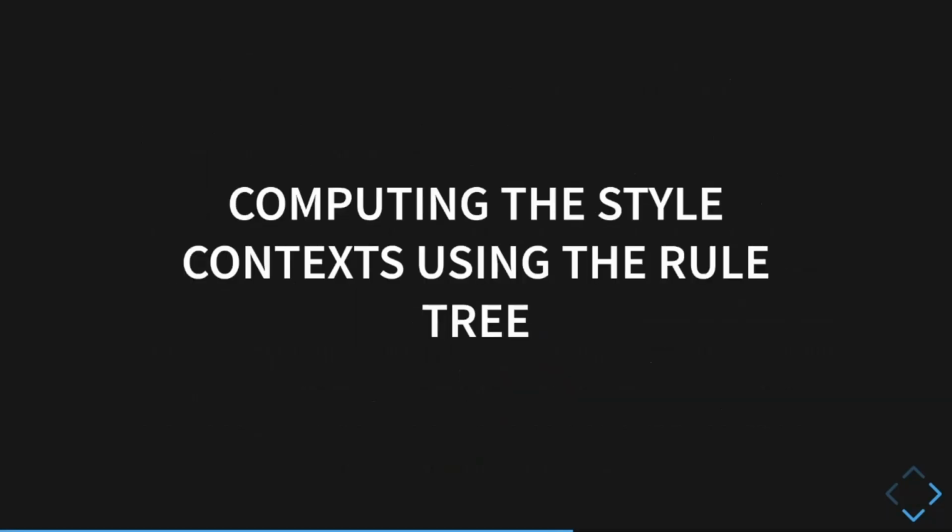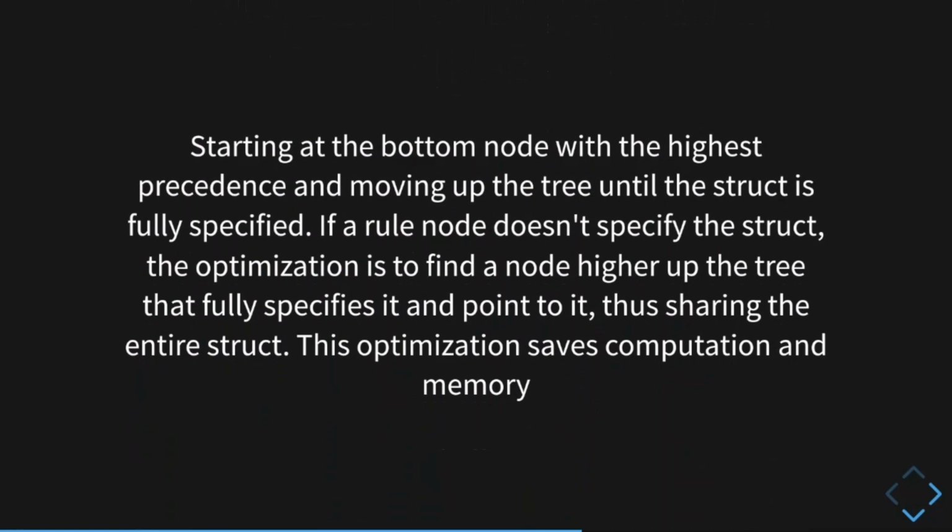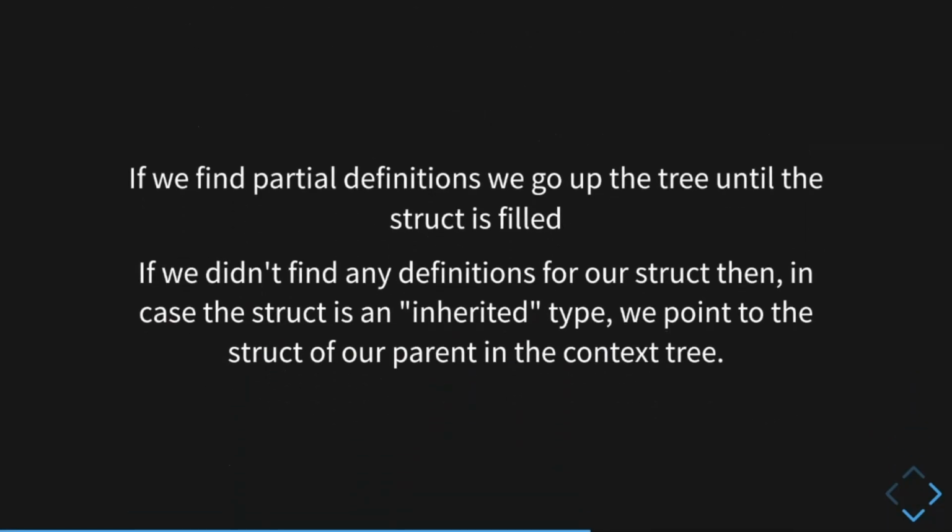Computing the style context using the rule tree. Starting at the bottom node with the highest precedence and moving up the tree until the struct is fully specified. If a rule node doesn't specify the struct, the optimization is to find the node higher up the tree that fully specifies it and point to it, thus sharing the entire struct. This optimization saves computation and memory. If we find partial definitions, we go up the tree until the struct is fully specified. If we didn't find any definitions for our struct, then in the case the struct is an inherited type, we point to the struct of our parent in the context tree.